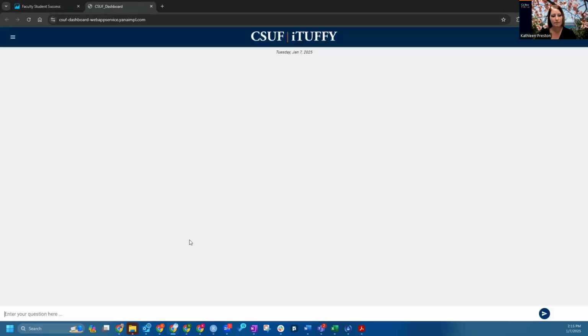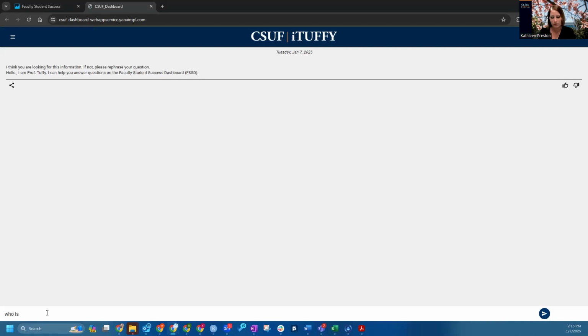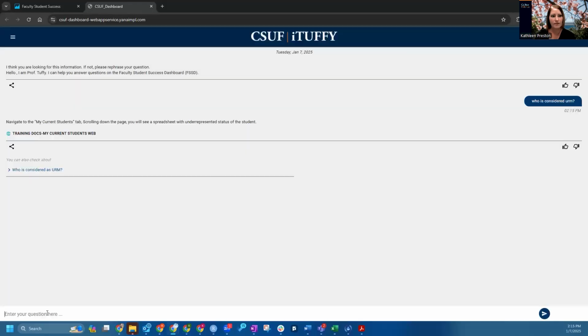And if we're wondering how the university defines underrepresented students, we could go to our chat bot and say, who is considered URM? And let's see what that gives us. It gives us a training doc to say that we should be going to the My Current Students tab.